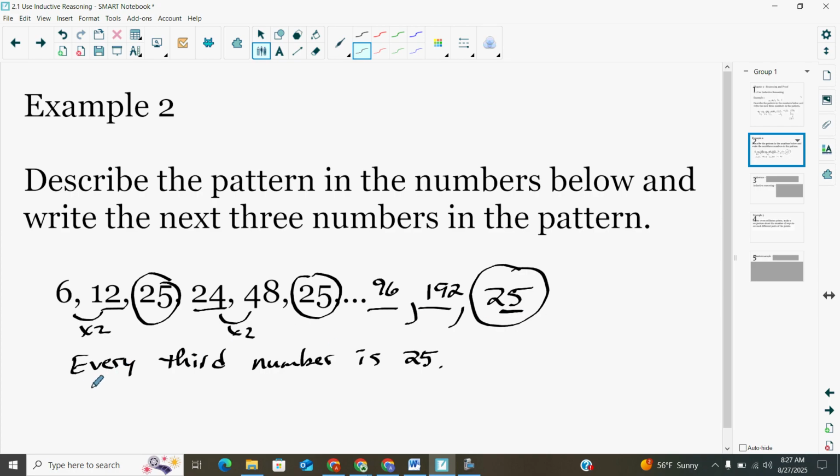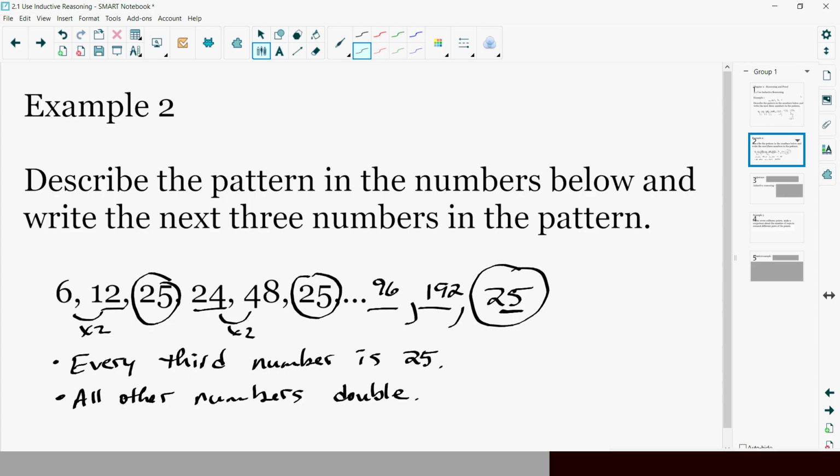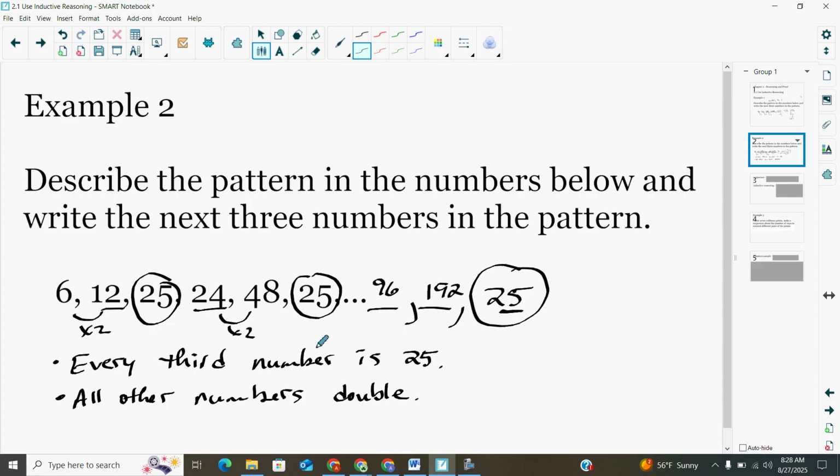Describe the pattern. Every third number is a 25. We put that. All other numbers double, or times 2 for the remainder of the numbers. Something to that effect. So some patterns are very easy. Some require a little bit more work to think through.